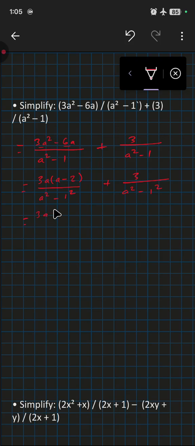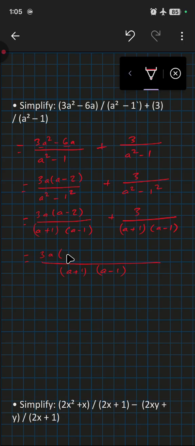Now what do we see? We can write it something like this: a plus 1 into a minus 1 in product form. A plus 1 into a minus 1. That is the formula for a square minus b square. Now the LCM will be the same. LCM is going to be the same, that is a plus 1 into a minus 1. So if the LCM is the same, we have to write down the numerators same to same.